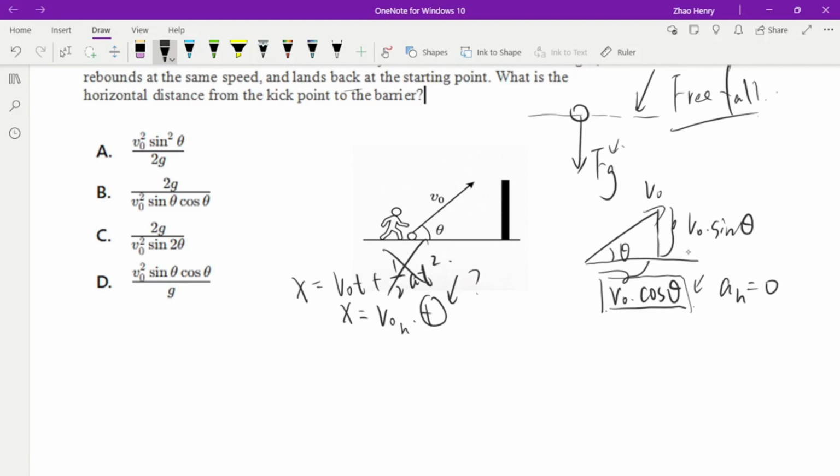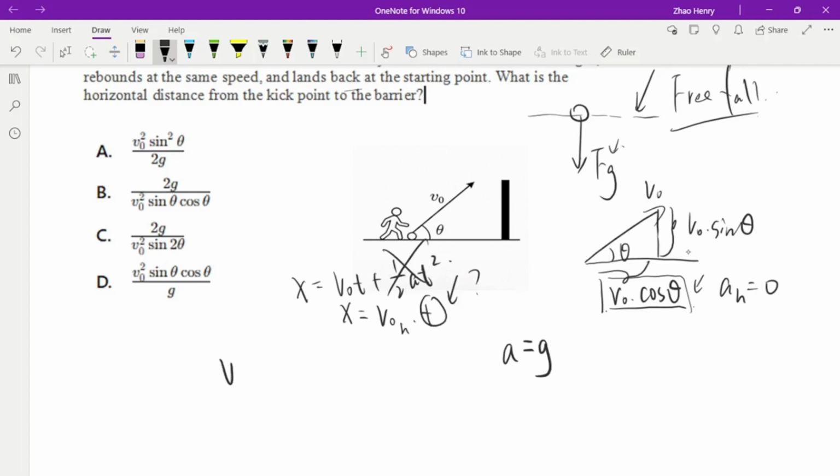Due to the free fall and subject to the gravitational acceleration, its vertical component v0 times sine theta would decrease until it reaches 0. So vertically, the acceleration a equals g. When the vertical speed reaches 0, the time it took is the time we need to find for the horizontal component. So at what time would the vertical component reach 0?